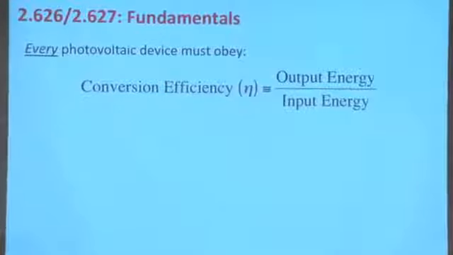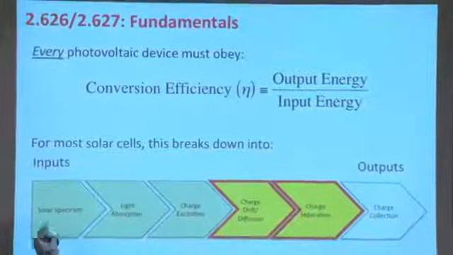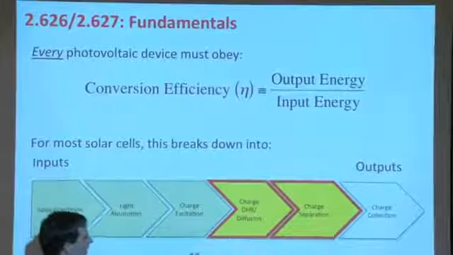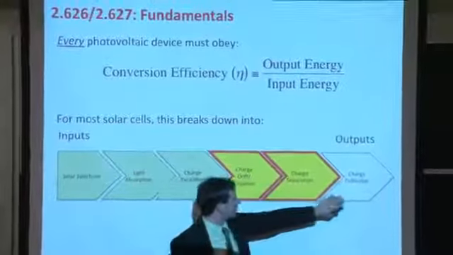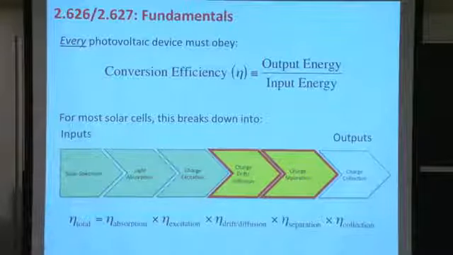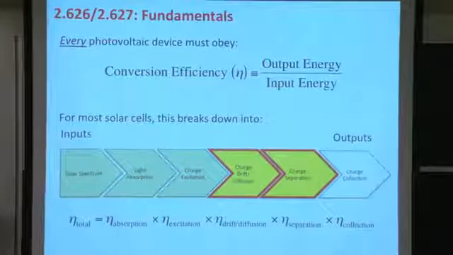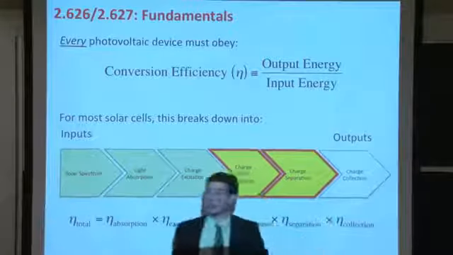And our goal, at least for the fundamentals, is to understand solar cell conversion efficiency, which is the ratio of output to input energy. For most solar cells, this breaks down to the following progression from the solar spectrum to charge collection. We're going to be focusing on charge separation, incorporating elements of either side, but mostly focus on charge separation today. Reminding everybody, of course, that the total system efficiency is the product of each individual efficiency, and if any one of these is low, the efficiency for the entire system is low.